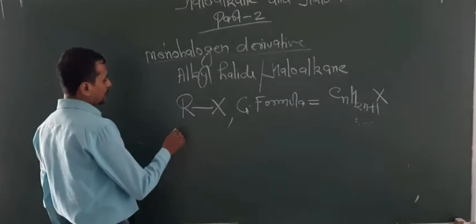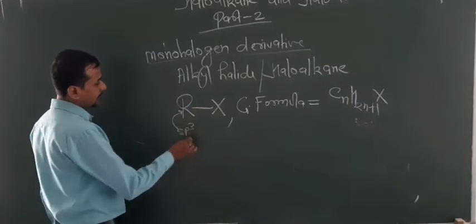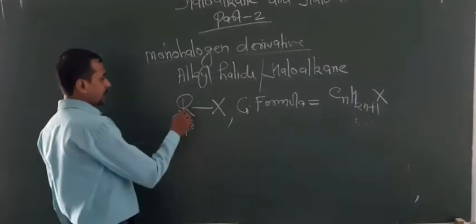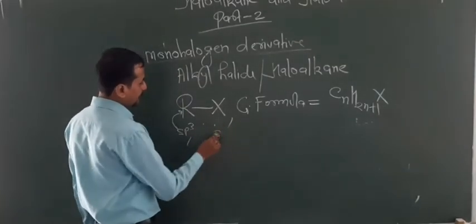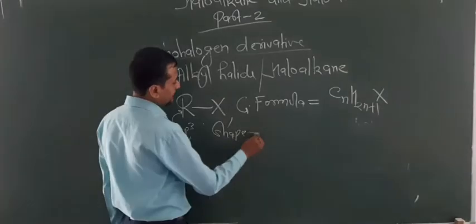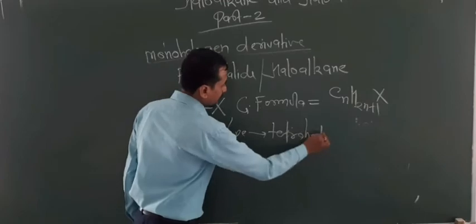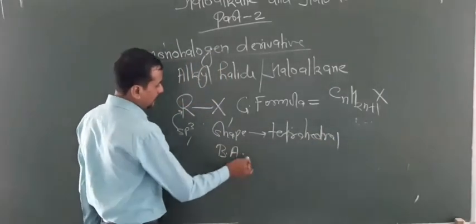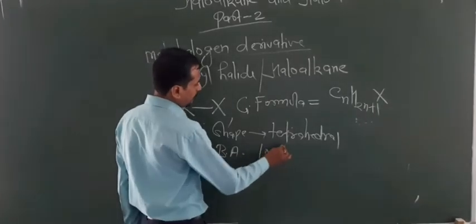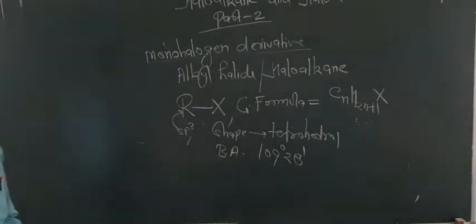Now one thing you have to note down: alkanes have sp3 hybridization. So here the hybridization of carbon is sp3, the shape is tetrahedral, and the bond angle is nearly 109 degrees 28 minutes. So these are the common points you have to know about haloalkanes or alkyl halides.